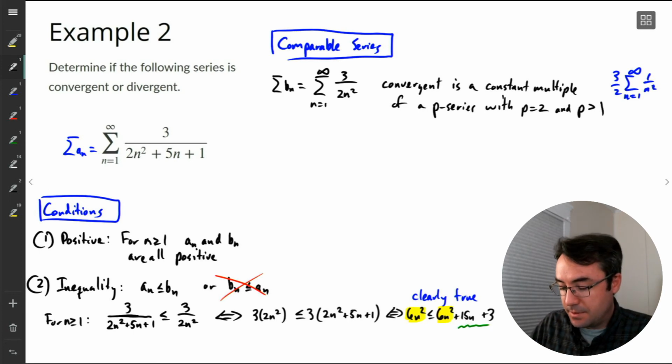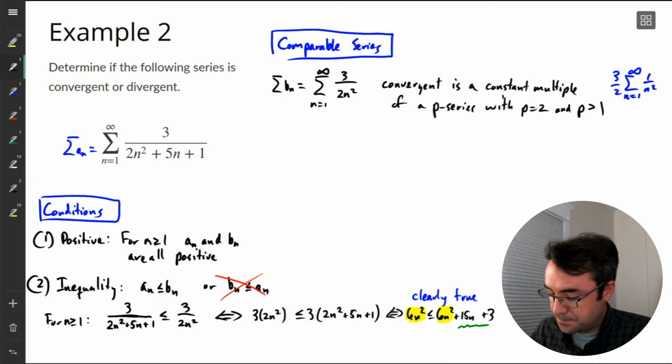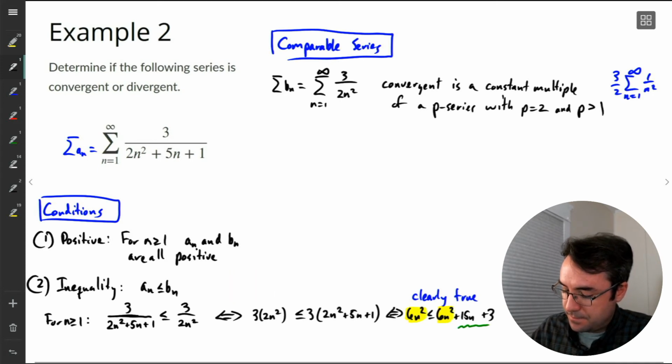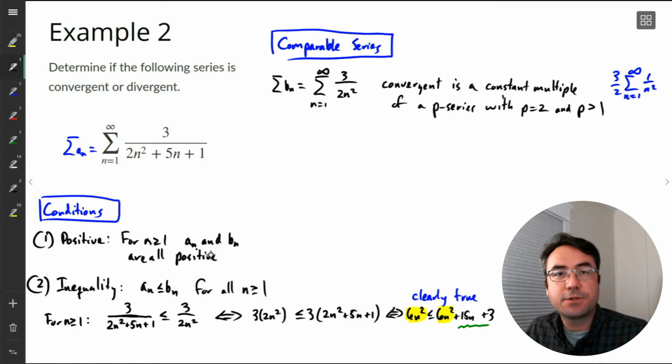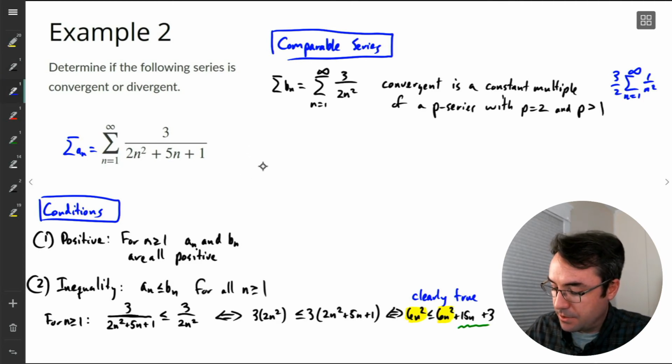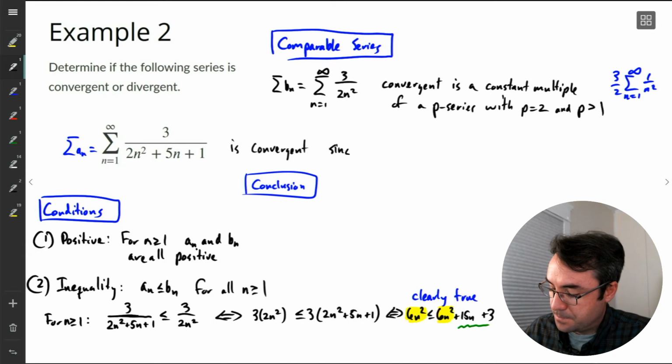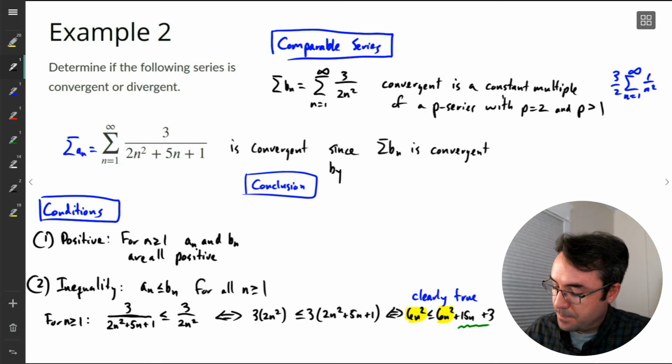All right, so this inequality is true for all n greater than or equal to 1. So not only are our terms positive, they also satisfy this inequality, and now we're ready to just state the conclusion. So our series is convergent since sigma bn is convergent by the comparison test.